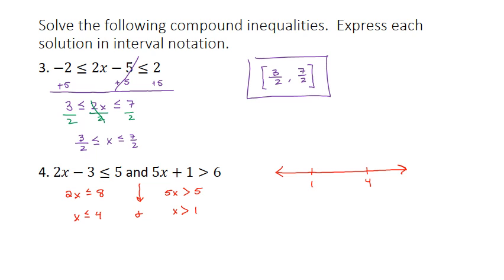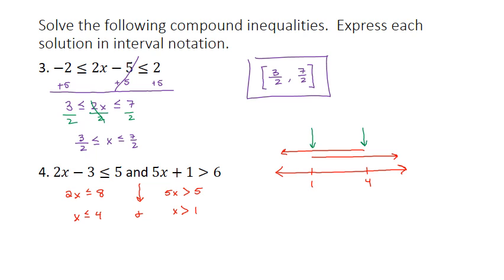So this says that we're going to start at 4 and go to the left. But x is greater than 1 says I need to start at the 1 and go to the right. This "and" statement tells us that both lines have to cross, and that part is your solution. So if you look, they cross here at the 1 and they cross here at the 4.